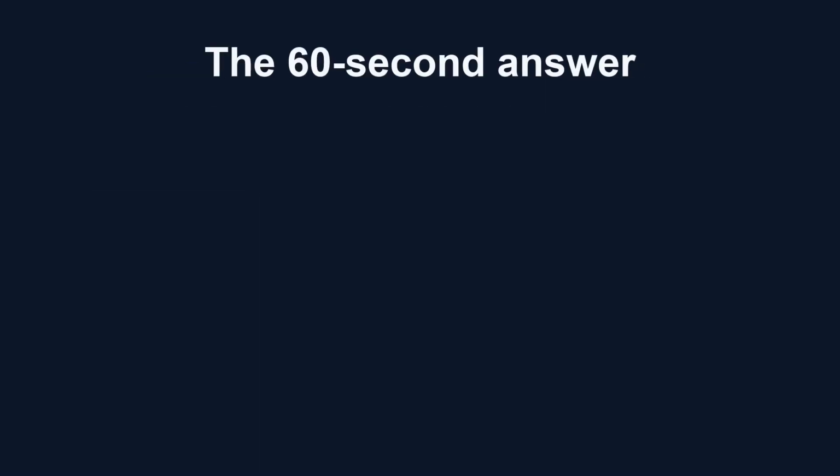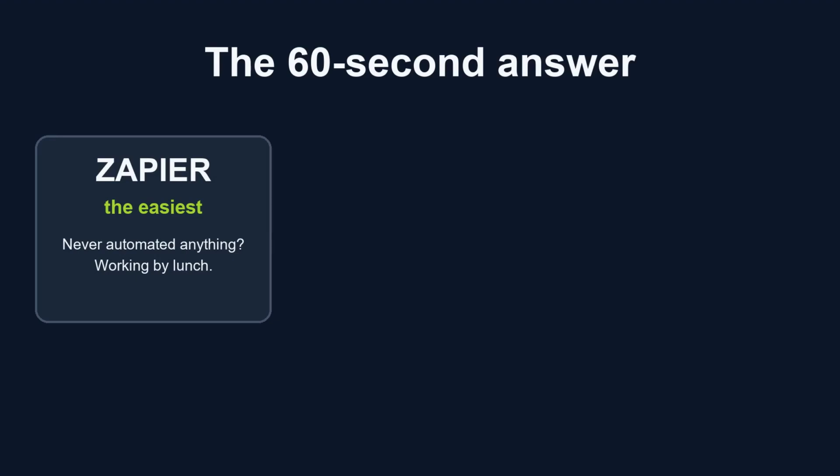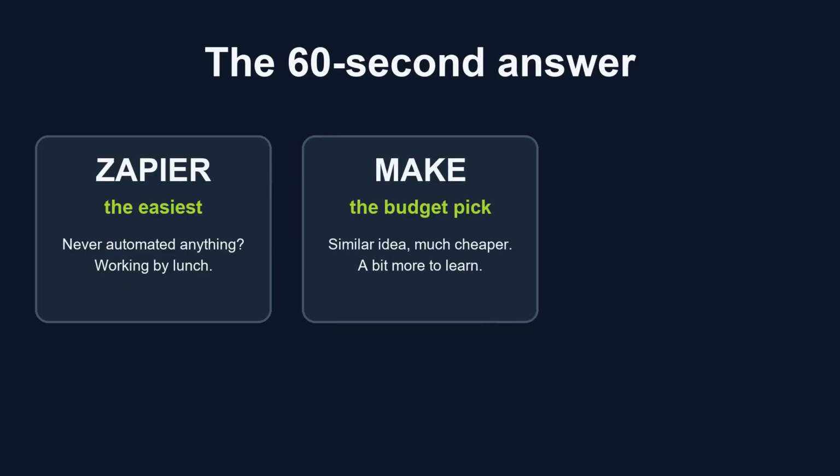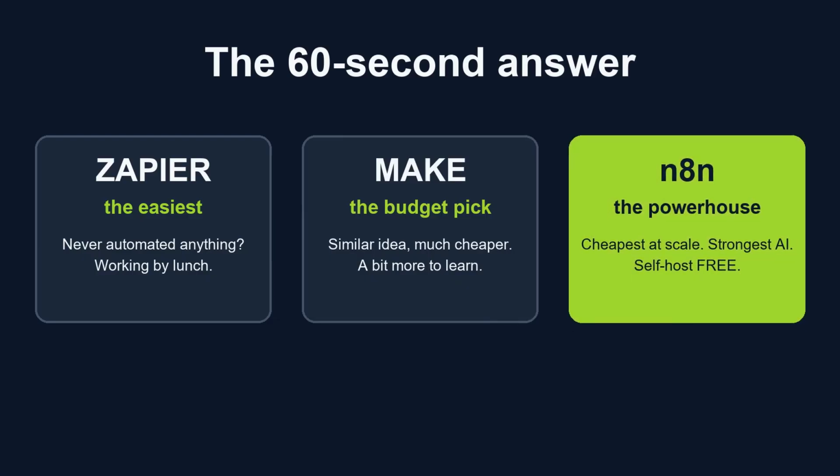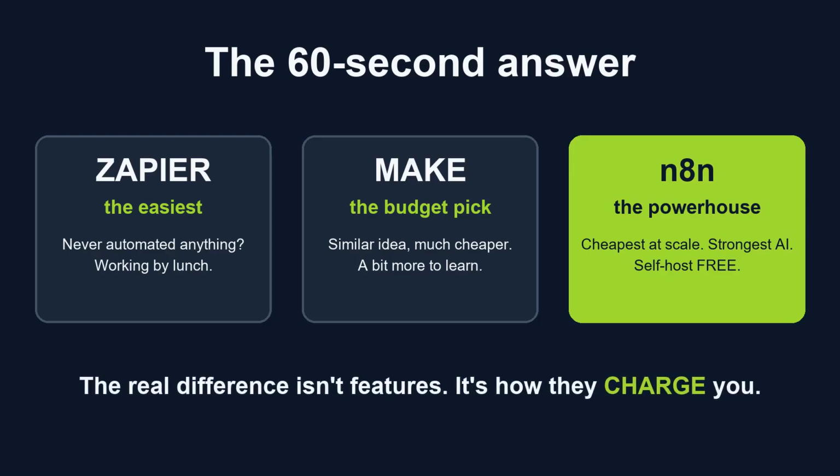Here's the 60-second answer. Zapier is the easiest. If you've never automated anything and you just want it working by lunch, that's Zapier. Make is the budget pick. Similar idea, much cheaper, a bit more to learn. And n8n is the powerhouse. Cheapest at scale, the strongest AI features, and the only one you can run on your own server for free, but it asks the most from you. That's the whole answer. But if you stop here, you'll pick the wrong tool for the wrong reason.